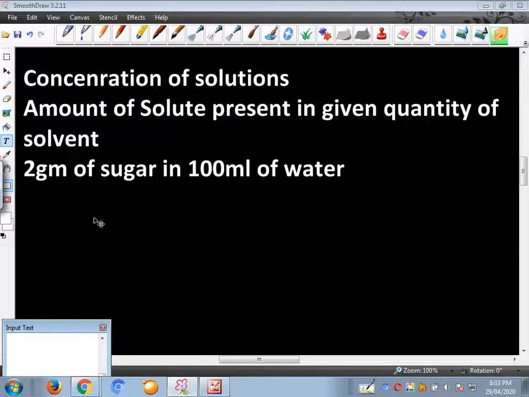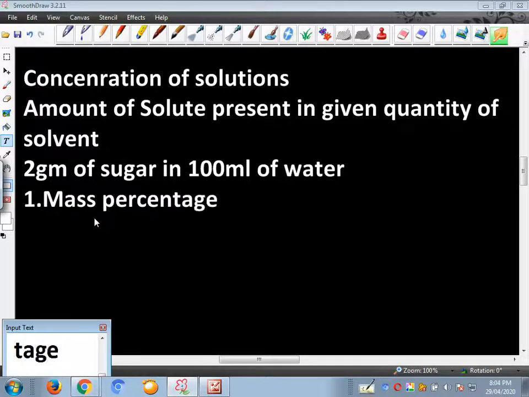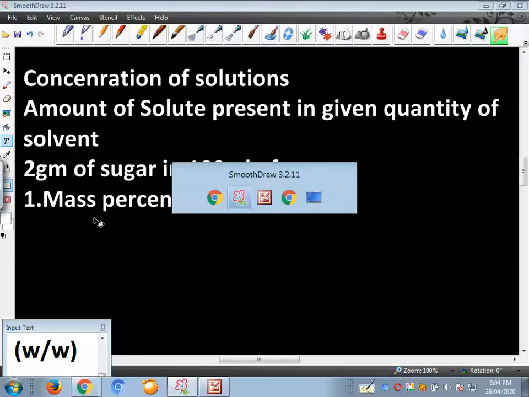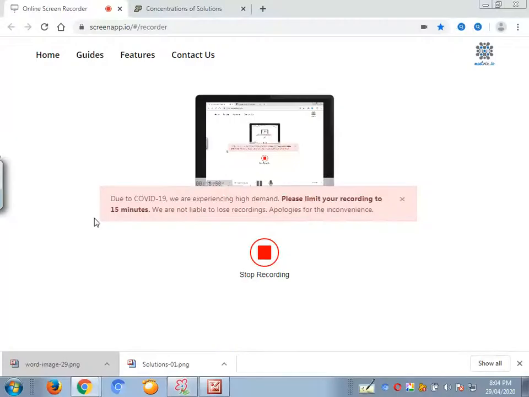Now, there are different types of measurement of concentration of solution. The first method is called mass percentage. What do we mean by mass? Mass is always measured in gram, or we can say weight by weight, usually written as W by W. So how can I define mass percentage? For this, I will go through an example.